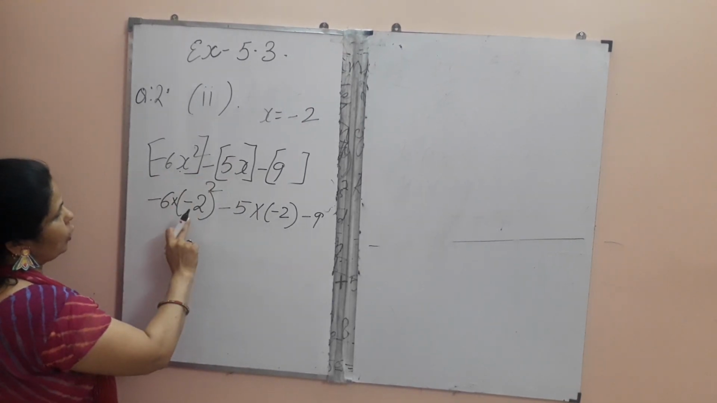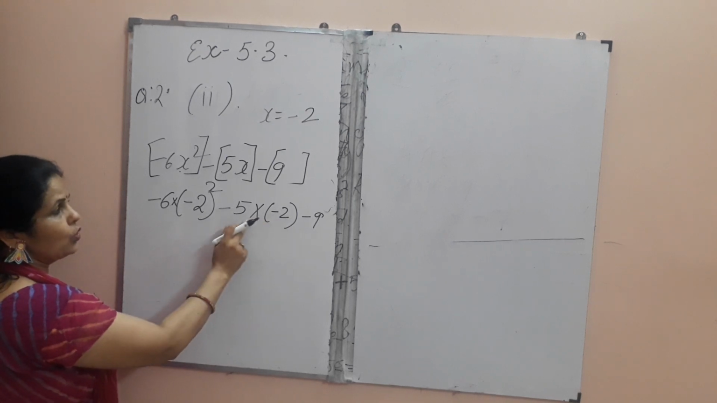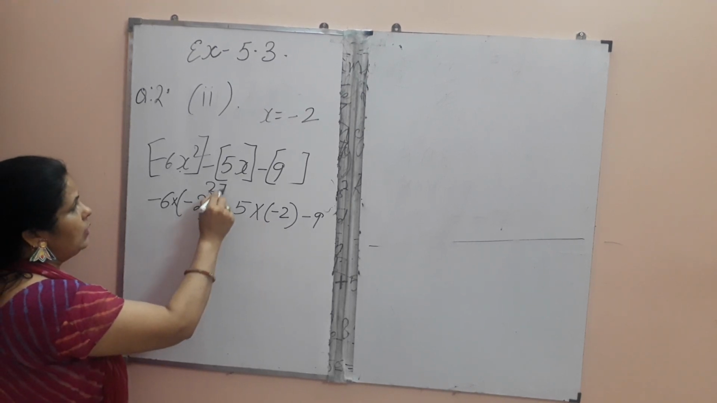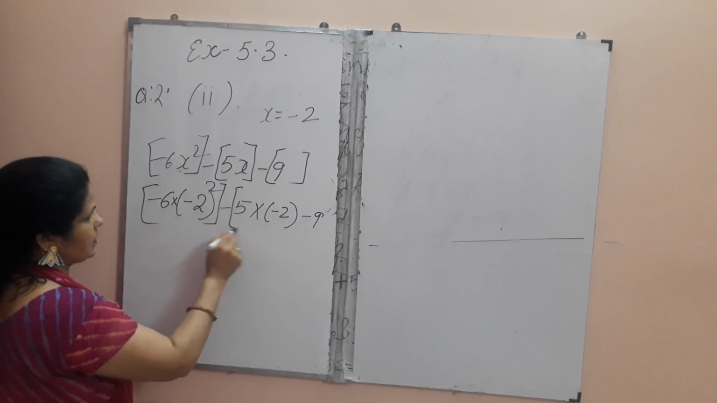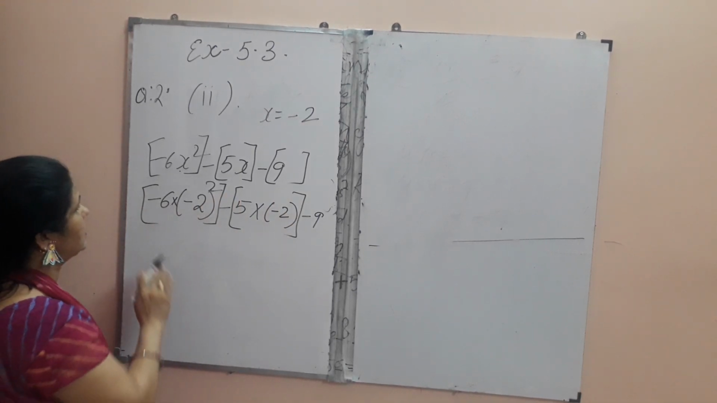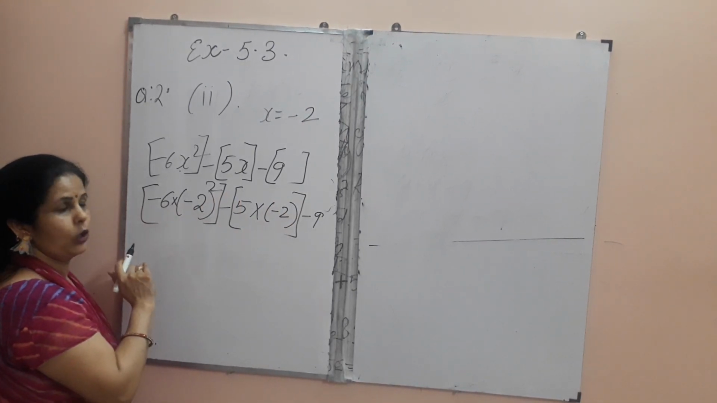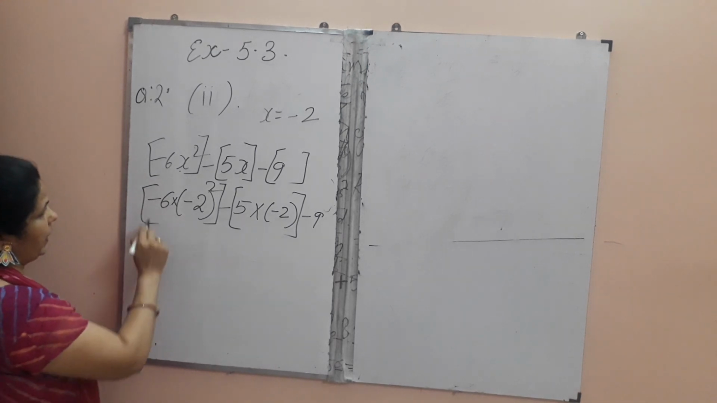Why in the big brackets? Because small brackets we have to use to separate the signs. So we will use big brackets, so that in between the big bracket we can use the small brackets. So first we will solve this big bracket.